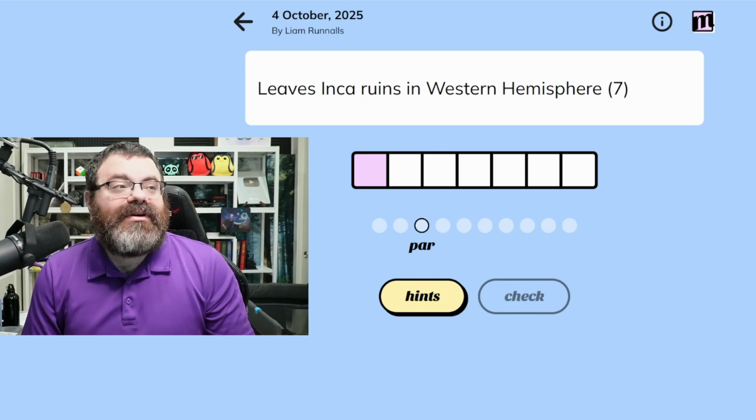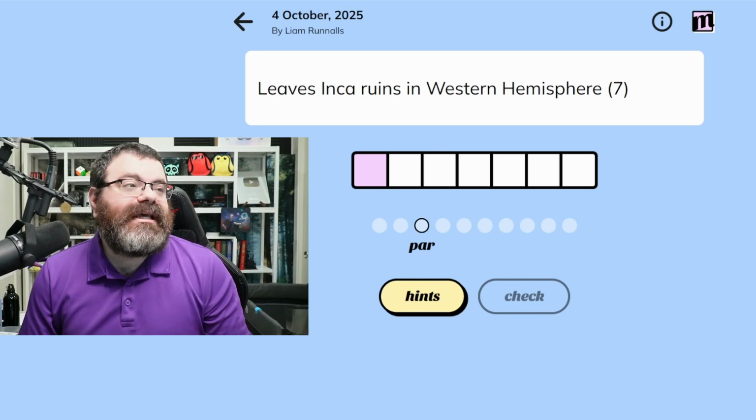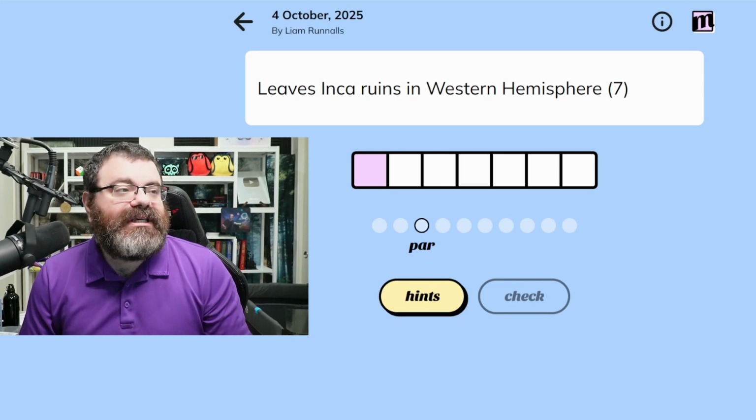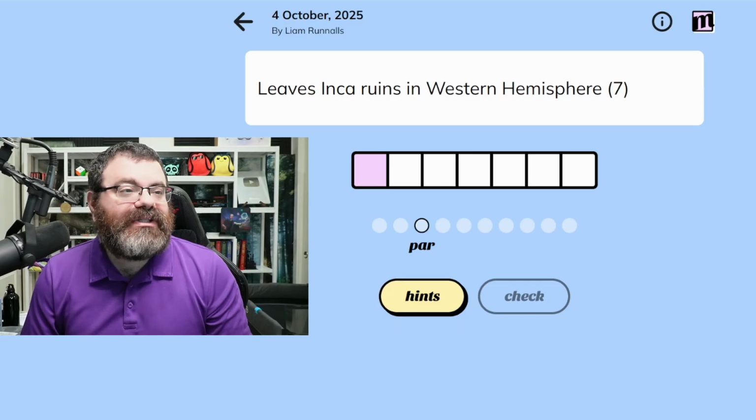Hello, let's do the Minute Cryptic for October 4th. Today's clue is by Liam Reynolds. Leaves Inca ruins in Western Hemisphere.